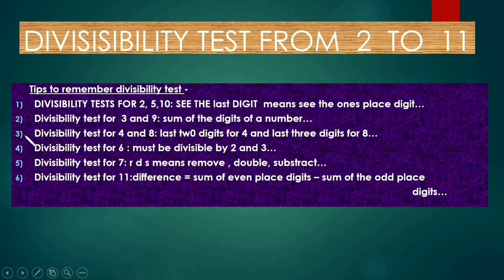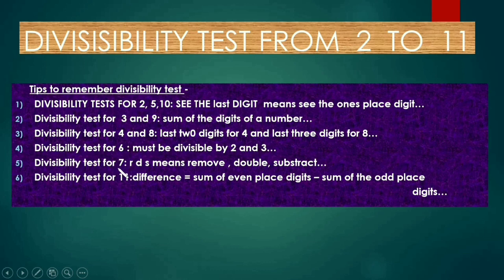Then, in the next group, divisibility test for 4 and 8. Whenever we perform the divisibility test for 4 and 8, you have to consider the last 2 digits for 4 and the last 3 digits for 8. Why we consider this, we will also learn in the video. Now, for the divisibility test for 6, you must check that the number is divisible by both 2 and 3.